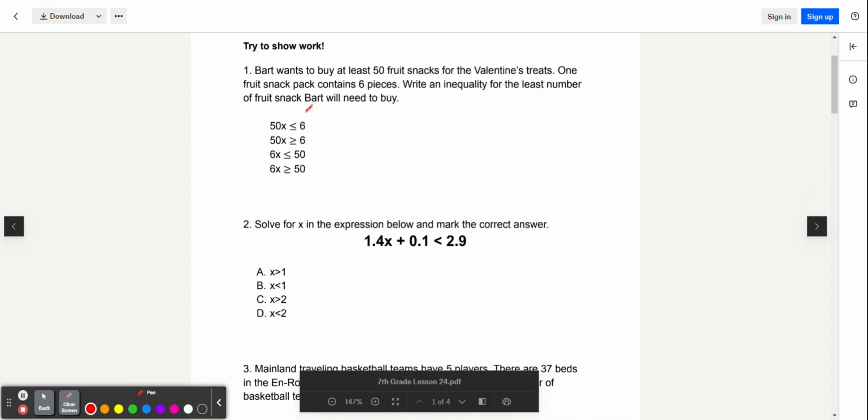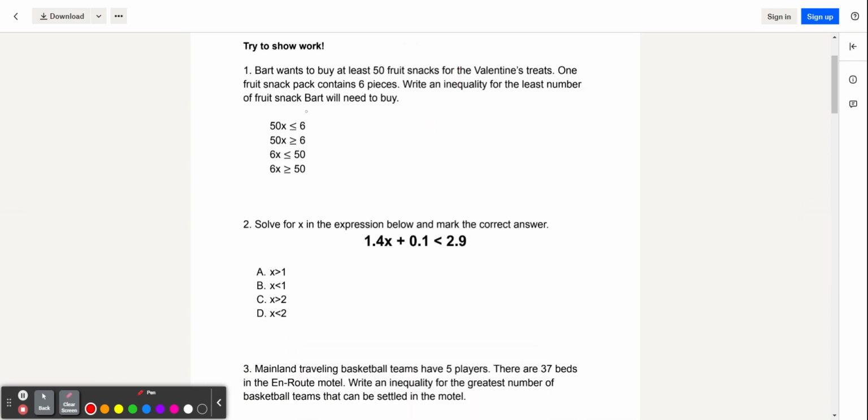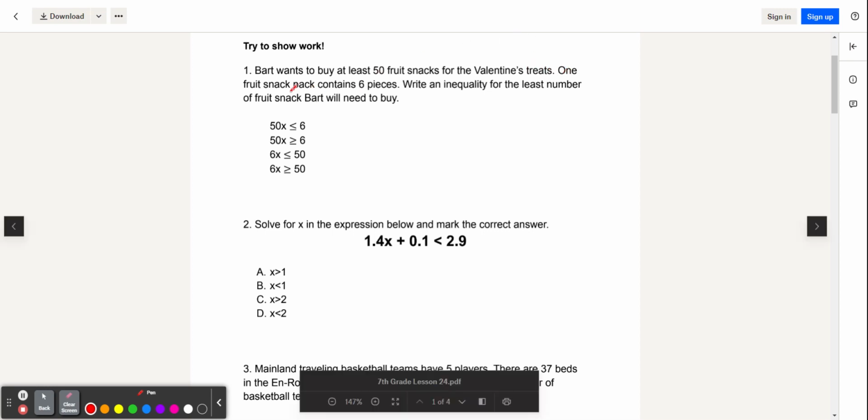So for number 1, our word problem states that Bart wants to buy at least 50 fruit snacks for the Valentine's treats. One fruit snack pack contains 6 pieces. Write an inequality for the least number of fruit snacks Bart will need to buy. So I'm guessing this means packs of fruit snacks that he'll need to buy. And he wants at least 50.